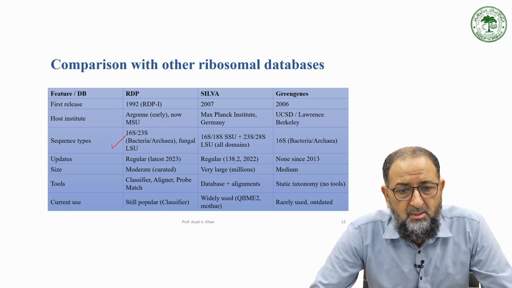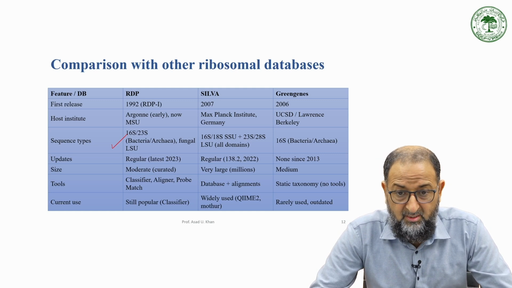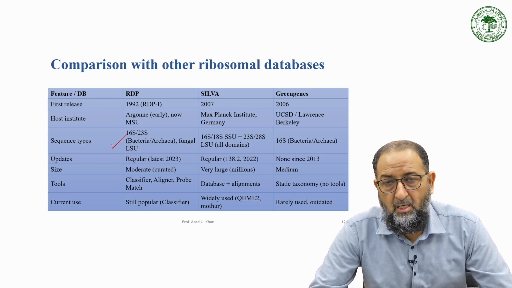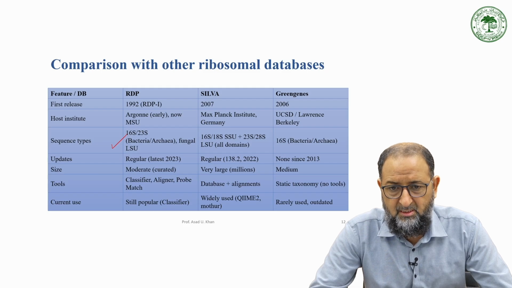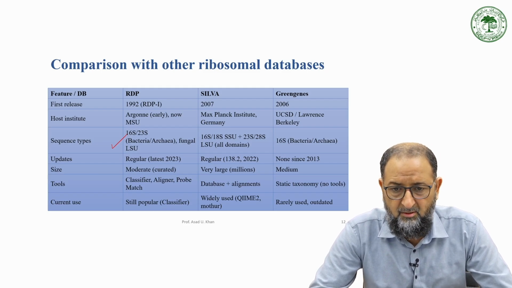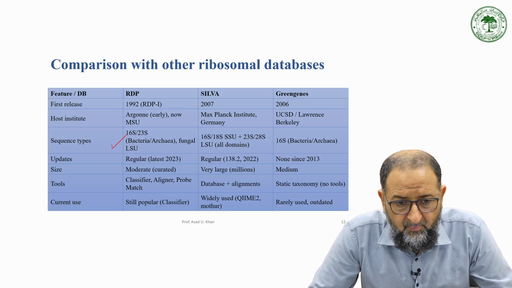As far as size is concerned, RDP is moderately curated, whereas SILVA is very large, with billions of sequences, because it has both prokaryotes and eukaryotes with multiple rRNA sequences: both 16S and 18S, and then 23S and 28S in prokaryotes and eukaryotes. Both ribosomal RNA sequences were taken into consideration.